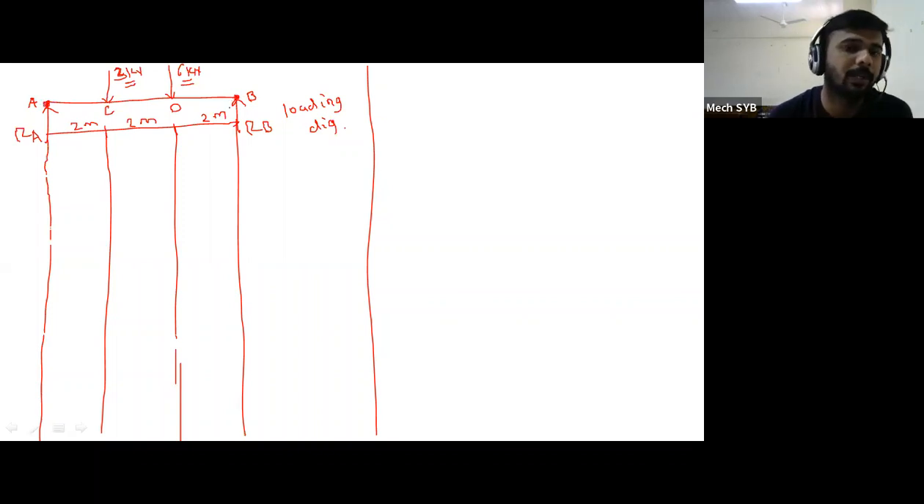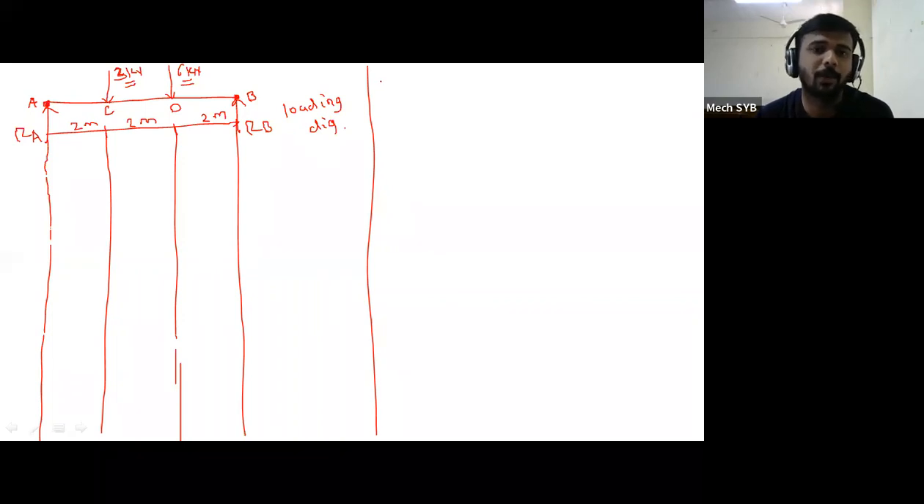And before moving to your SF calculation and BM calculation, your first part is very important. That is the reaction calculation. जर तुम्ही reaction calculation करताना जर चुकला तर your all SF calculation and BM calculation will be wrong. Therefore, first of all, we have to check how the reactions are to be calculated. And this is the first requirement. तुम्ही reaction calculate केल्याशिवाय तुम्ही पुढचं SF calculation आणि BM calculation करू शकत नाही.